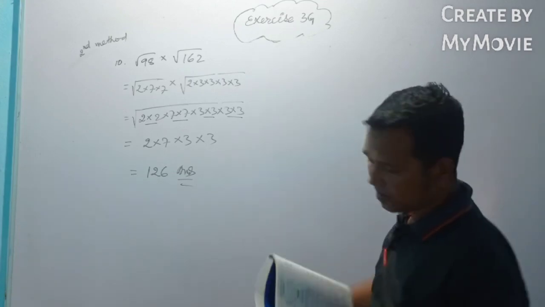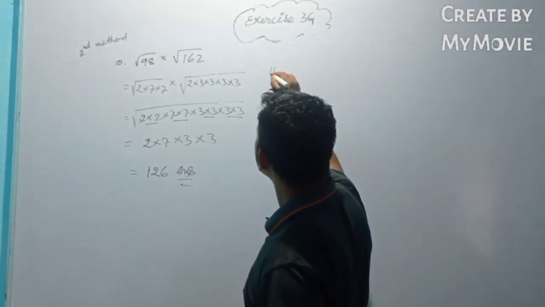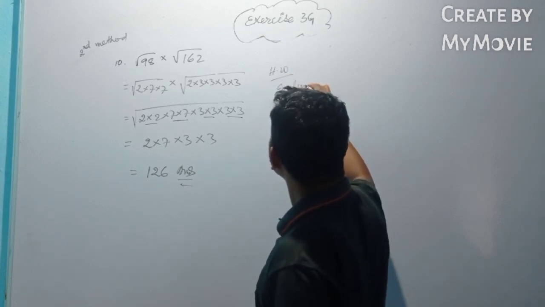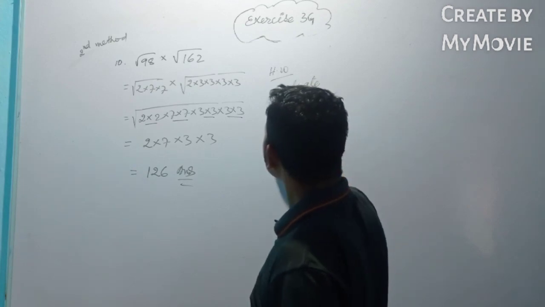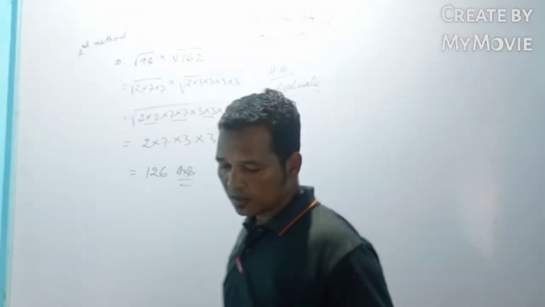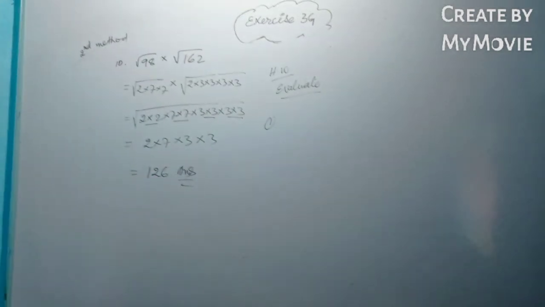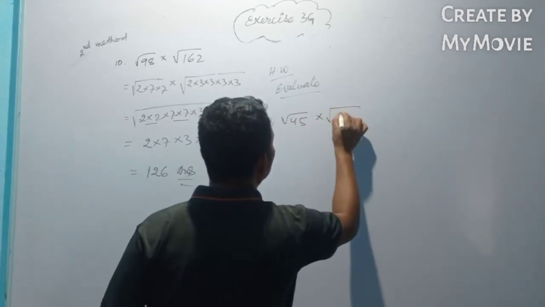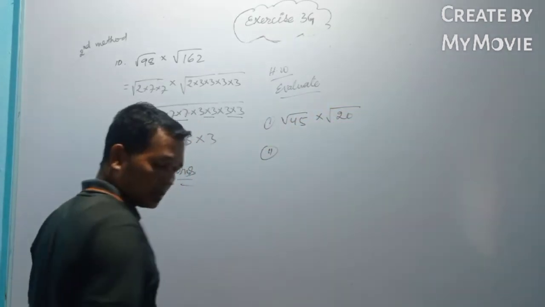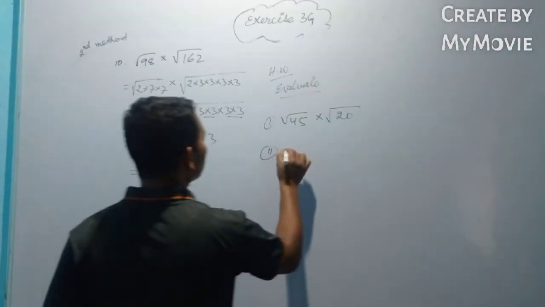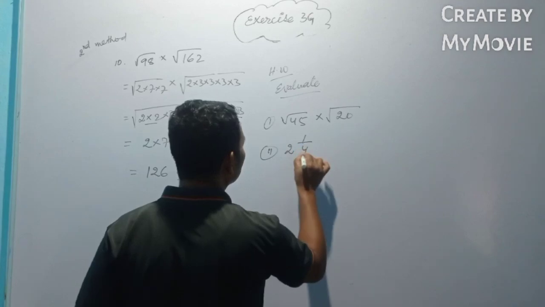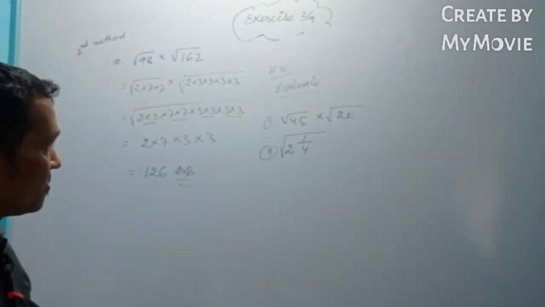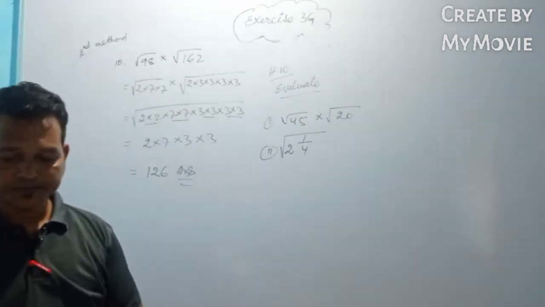Okay, for your homework I will give you 2 questions. You just try to solve this. Okay, evaluate. First question is square root of 45 into square root of 20, and second question is you have to find out square root of 2 whole 1 by 4. Keep in mind that your answer should be in the form of mixed fraction in this case.